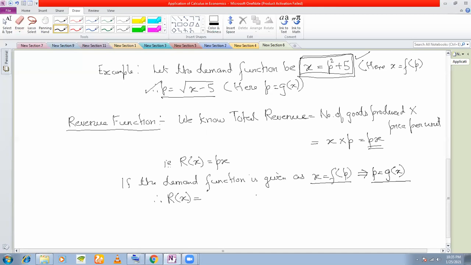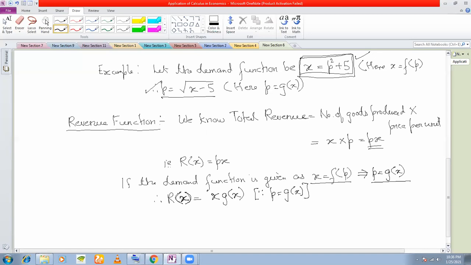That means since we are assuming the revenue function to be a function of X, we will express it in terms of X. So what is the P here? P here is g(x). So this becomes X into g(x), because P is equal to g(x).